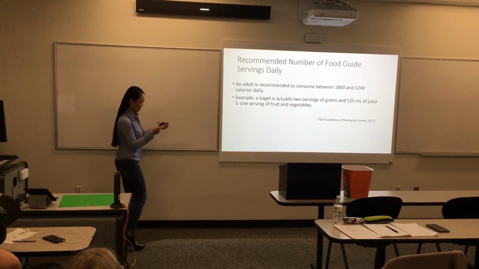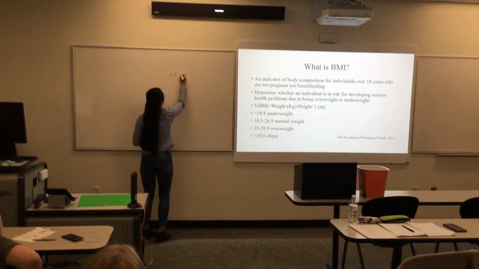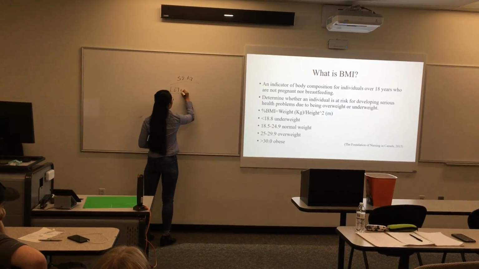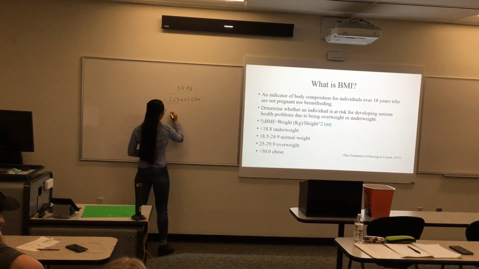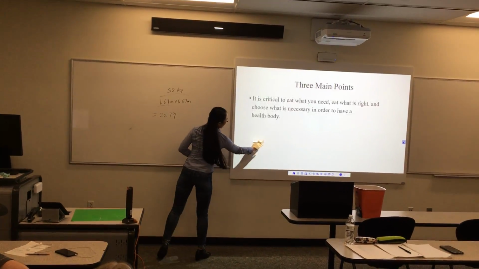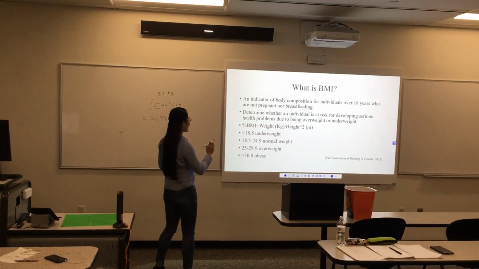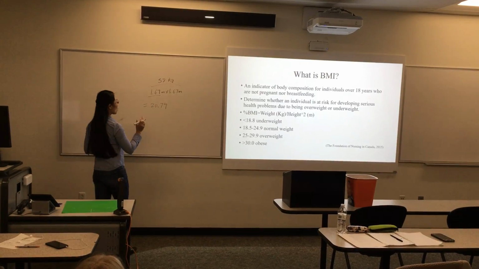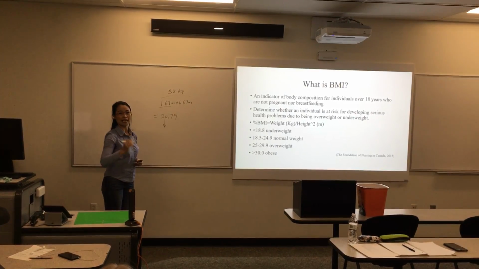So first, suppose my weight is 58 kg, divided by 1.67. This is my height in meters, 1.67 meters, and then overall my BMI should be 20.79. So you check here the range. The range falls within the normal weight. With this, we can determine how many calories we should intake.